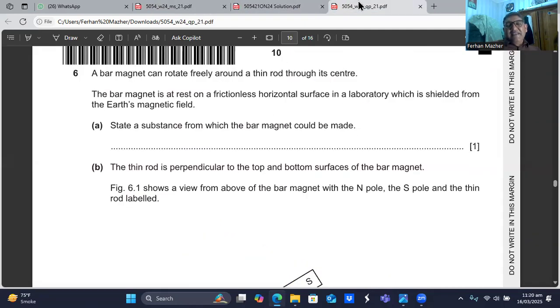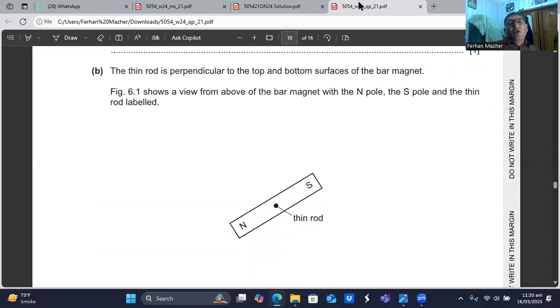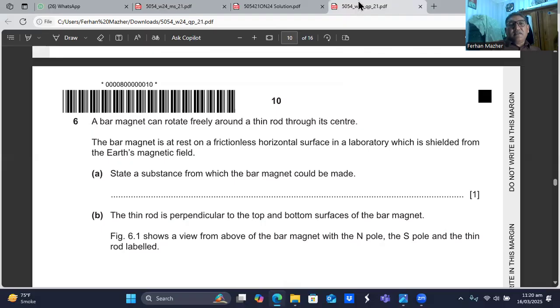Okay, then he says, question number 6 is B part. He says, the thin rod is perpendicular to the top and bottom surface of the magnet.